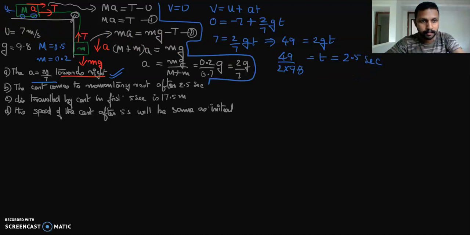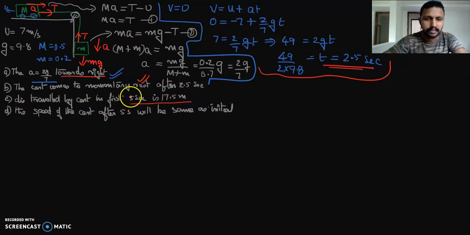That means the cart will come to rest at a time of 2.5 seconds. Therefore, this second option is also correct. Let's analyze the next option. The next option is: distance traveled by the cart in first 5 seconds is 17.5 meter.